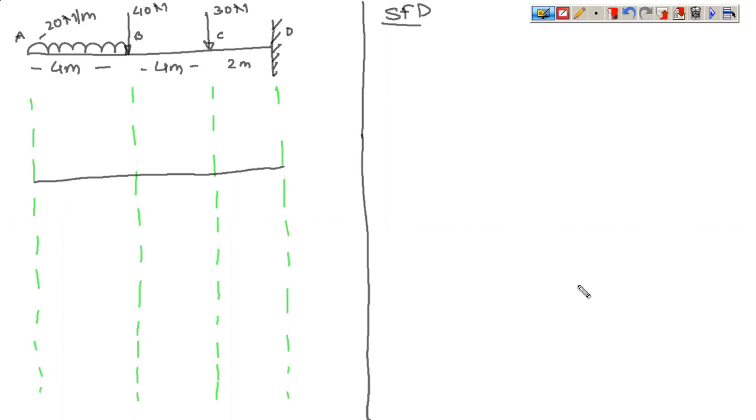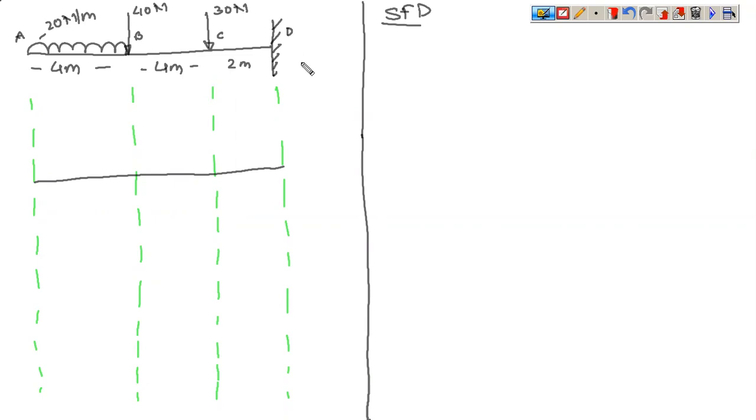And if you are asked to draw the shear force and bending moment diagram, obviously it includes the determination of reaction at supports as well as drawing the shear force and bending moment diagram. So the first step always includes the determination of reaction at support. So for this problem, we'll find out the reaction at supports.